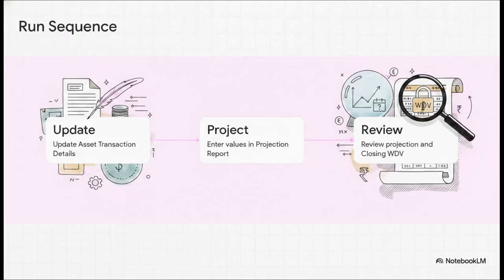And finally, Section 5, Essential Depreciation Reports and the Month-End Process. The month-end process in S/4HANA relies on a very strict sequence of events. To ensure compliance and accuracy, you should always follow this run order. First, run the app to update your asset transaction details for the period. Second, optionally run your projection reports to anticipate year-end tax impacts. And finally, execute the calculation report to review the projected depreciation and lock in your closing written-down value.